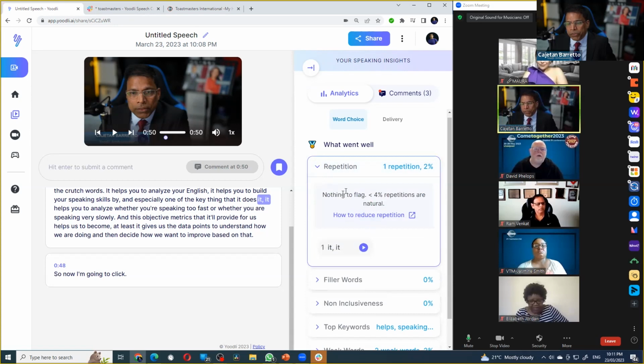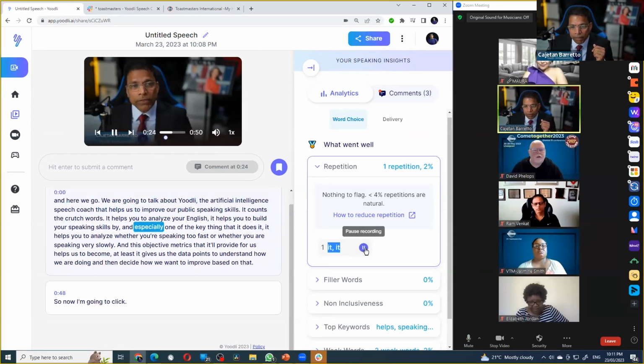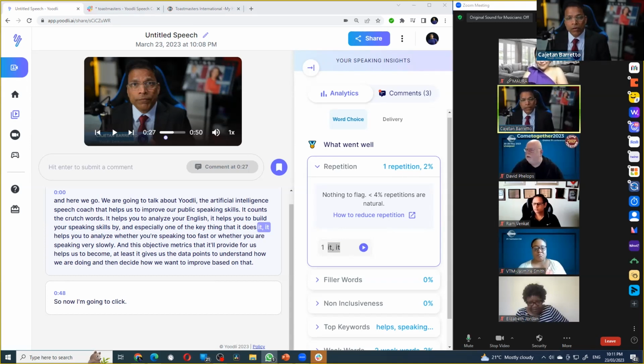Did I use any repetition? It says I have used it once. "It" and "it." Let me see where it was. Actually, one of the key things that it does, it helps you to analyze. So I have used the word "it" twice there. So it highlighted. So imagine that it can automatically find all these words that you have spoken and immediately bring them to your attention.